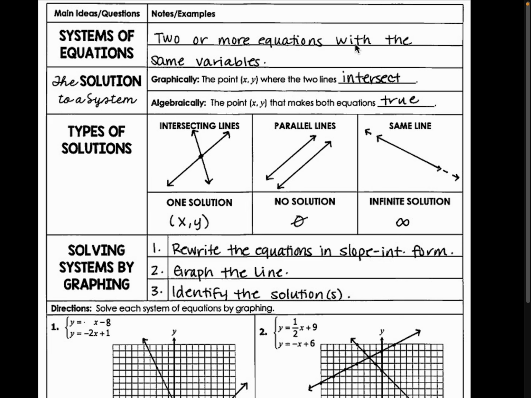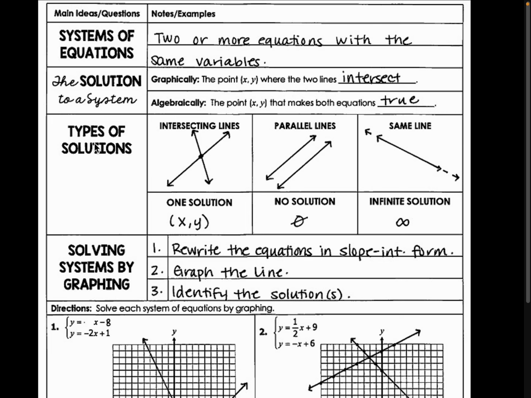So instead of us graphing 1 equation, we're going to be graphing 2. The solution to a system, we can find it graphically, so we're going to graph some of them down here, and then we can also find it algebraically. Graphically, it's the point where the 2 lines intersect or where they cross. Algebraically, it's the point that makes both equations true. And remember when we did substitution, we plugged in the x and the y values. That's how we know if it makes the equation true or false.